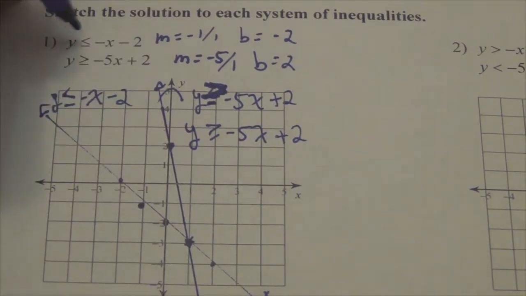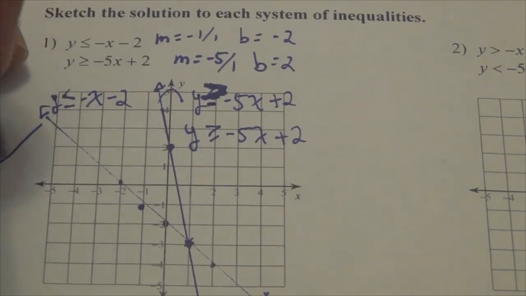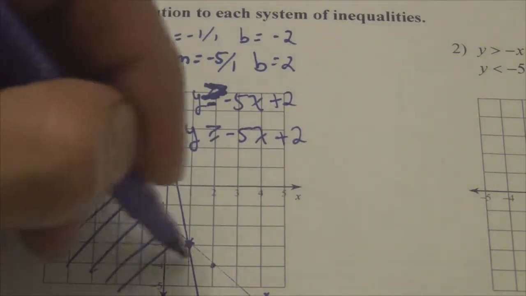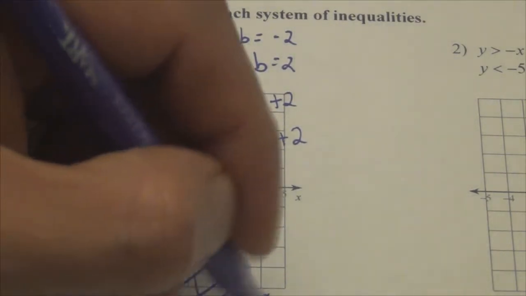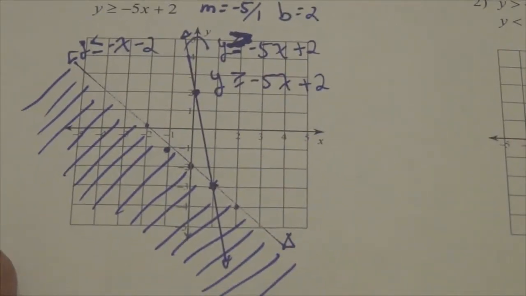So let's see. y is less than. So we're talking about this one, less than. Remember what we said. If it's less than, we shade below the line. And make the lines long, nice, beautiful.